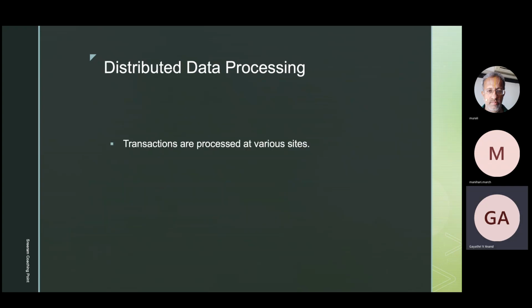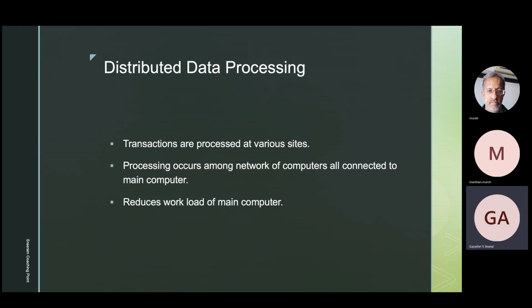The distributed data processing. Here transactions are processed at various sites. Processing occurs among a network of computers all connected to the main computer. It reduces the workload of the main computer. Data security is a concern. Why is data security a concern? Because there are too many geographical points where the processing happens.